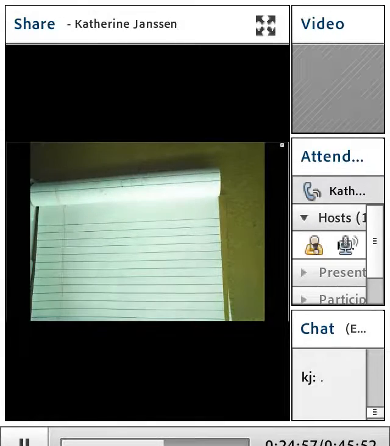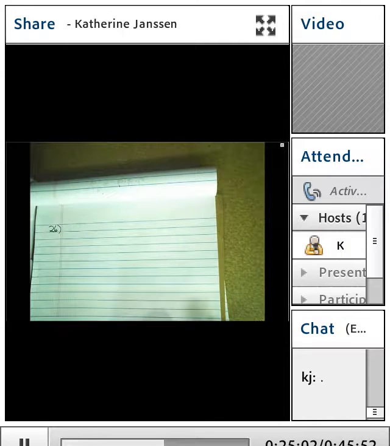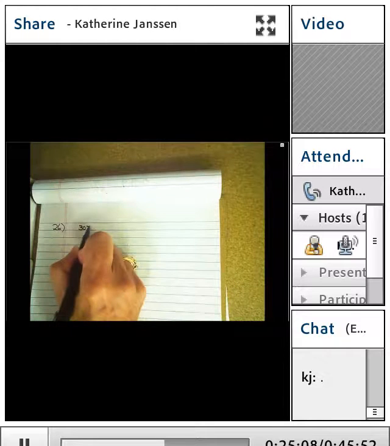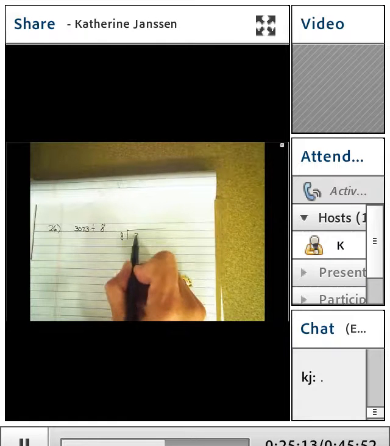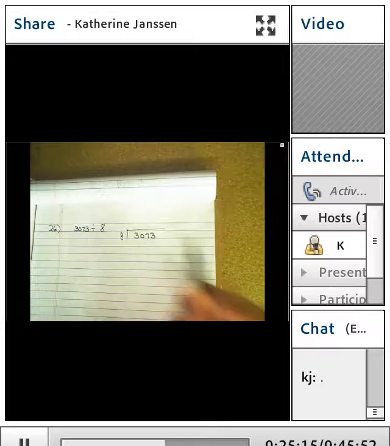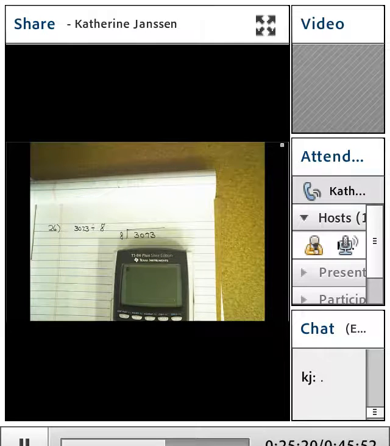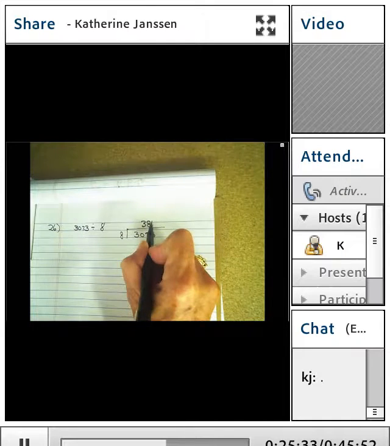Number 26 on page 81. 3073 divided by 8. We're going to use our calculators. $3,073 divided by 8. We get 384 point something. So our whole number is 384. I'm going to check that.